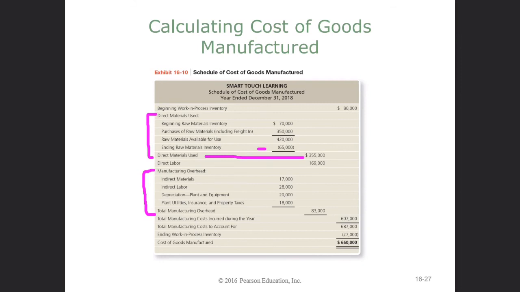And so we have our beginning work in process inventory of 80,000. We're going to add in the total manufacturing costs that were incurred during the year, which is the 607,000, and that's going to give us our total manufacturing cost to account for of 687,000. And then we're going to subtract out our ending work in process inventory of 27,000, and that's going to give us our cost of goods manufactured of 660,000.